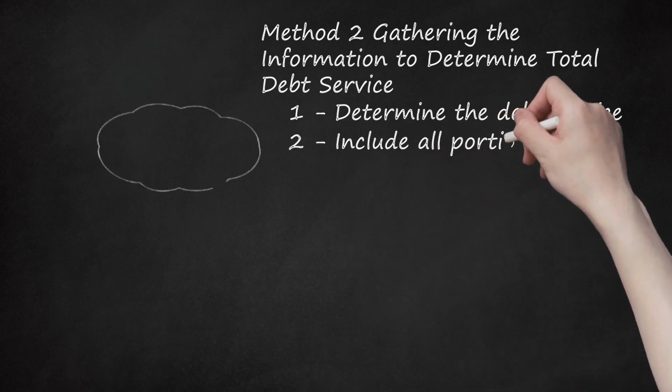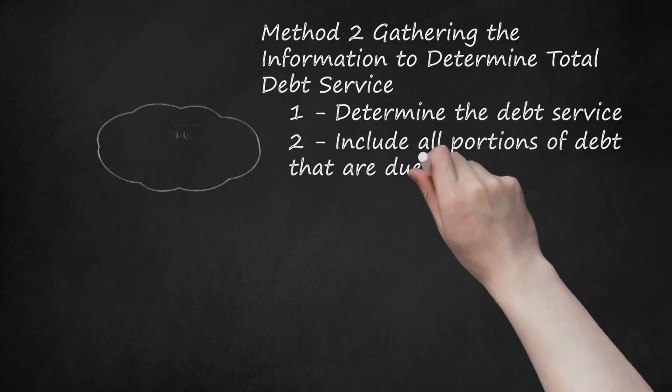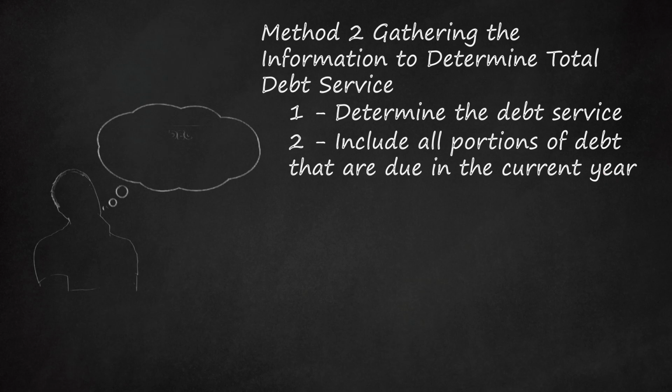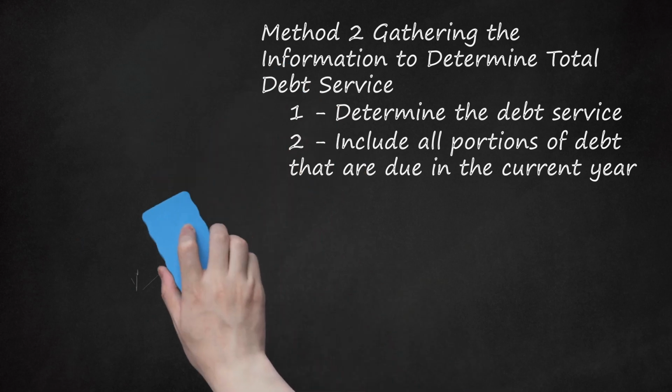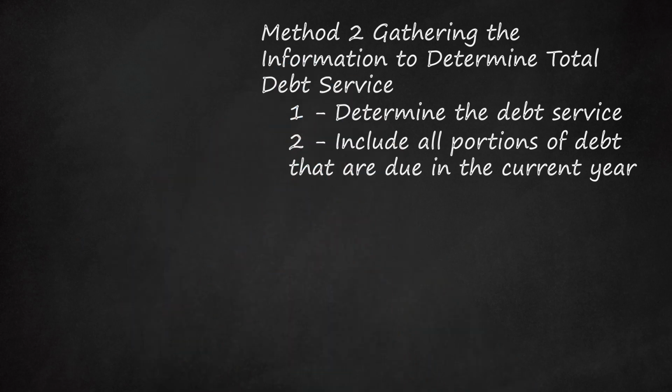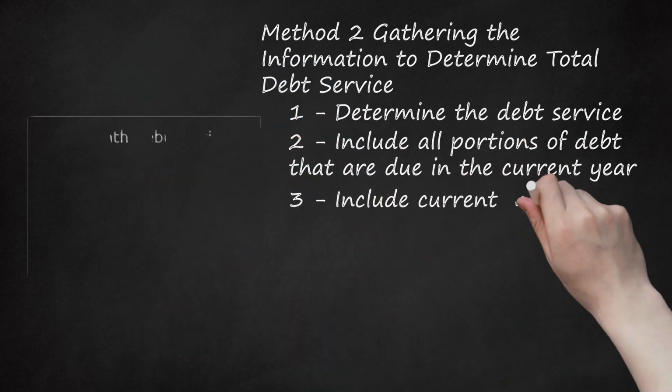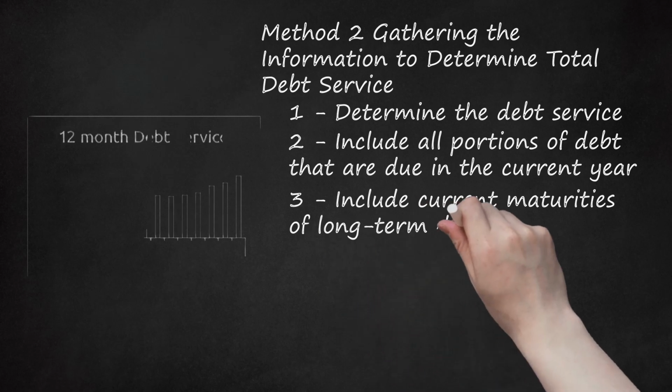2. Include all portions of debt that are due in the current year. This includes all interest and principal payments that are due in the current year. Businesses must factor in sinking fund payments, which are repayments of funds that were borrowed from a bond issue. Also, add in lease payments that are due in the current year. 3. Include current maturities of long-term debts in debt service.